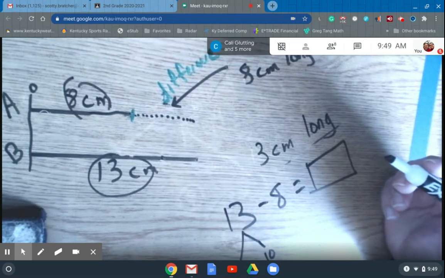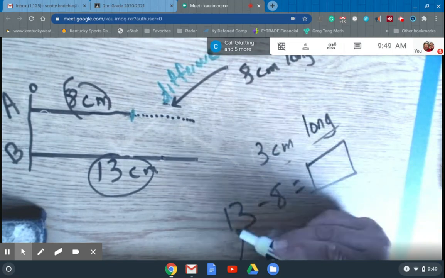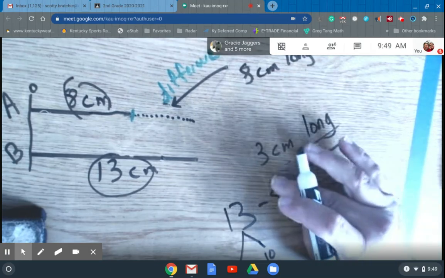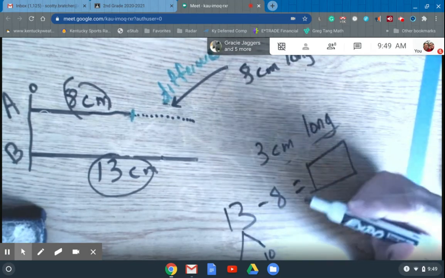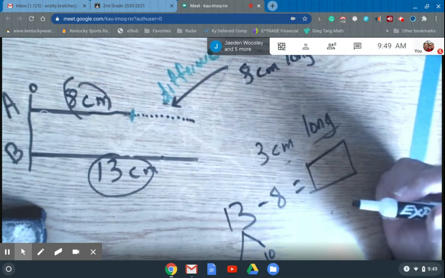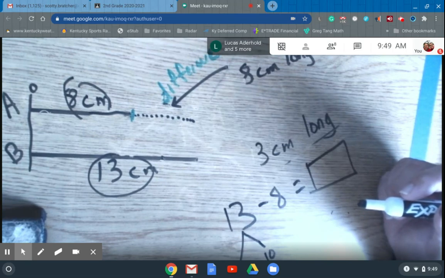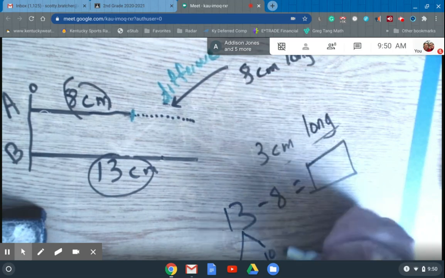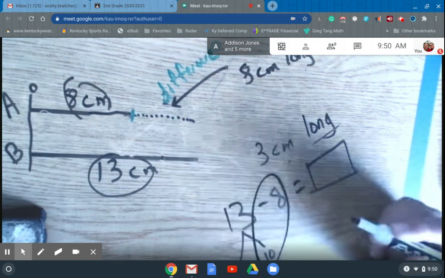It's like you're at Walmart and you've got $13, Addison, and there's some kind of game that you want to buy for 8. You wouldn't give the cashier the $3. She's going to say, where's the rest of the money? You'd probably give the cashier the $10 bill. She's going to keep 8 of it. How much would she give you back?